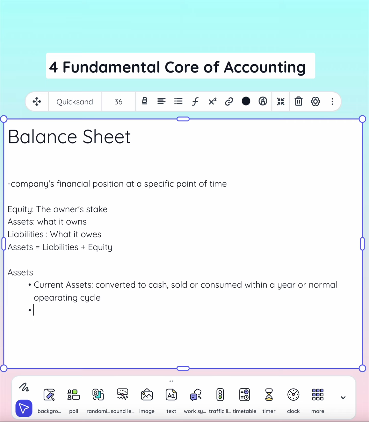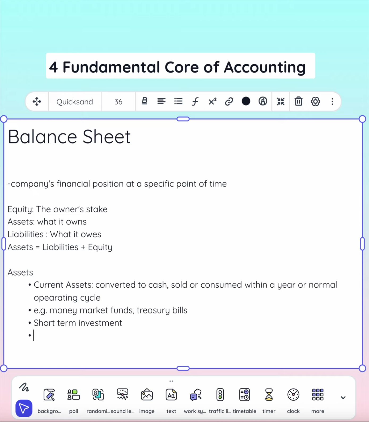These current assets can include cash and cash equivalents. These are the most liquid assets, including physical cash, bank accounts, and short-term investments that can be easily converted to cash, for example money market funds and treasury bills. Then you have short-term investments, which can be expected to convert to cash within a year.